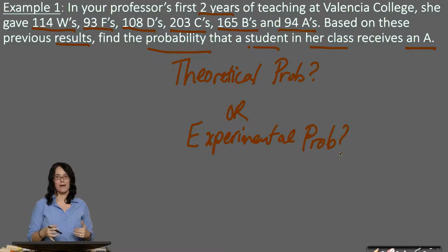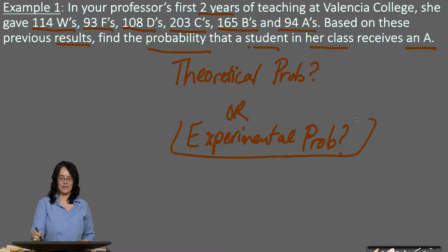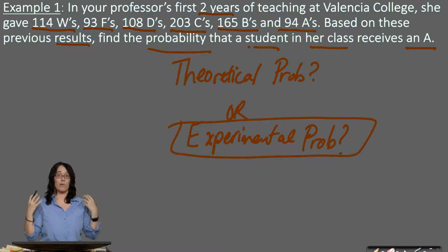Pause the video, feel free to go back to your notes and see if you know the answer. Which is it? That's right. I'm actually interested in experimental in this case, since I'm giving you data about the past to inform you about the future probability. So if I had not given you this data, if I had just said, what's the probability that someone gets an A in my class?